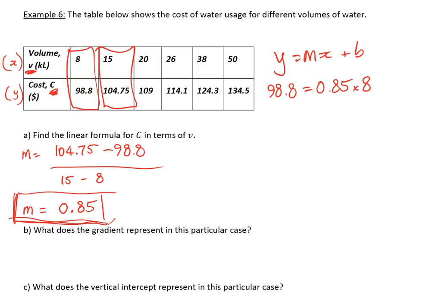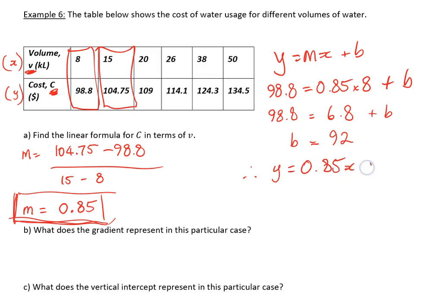Plus that unknown b. Now when I rearrange that, I think I get 98.8 equals 6.8 plus b, subtracting 6.8 from both sides, and I get b equals 92. That means my linear formula is y equals 0.85x plus 92.